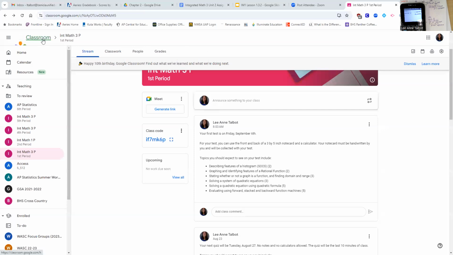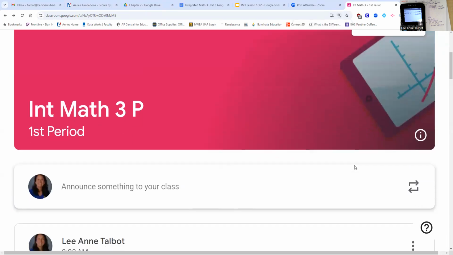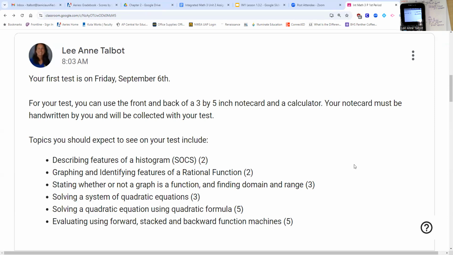I want to read this together. Let me zoom it in greatly. Everybody, read along with me. Your first test is on Friday, September 6th. That would be 4 days from now. For your test, you can use the front and back of a 3x5-inch note card and a calculator.